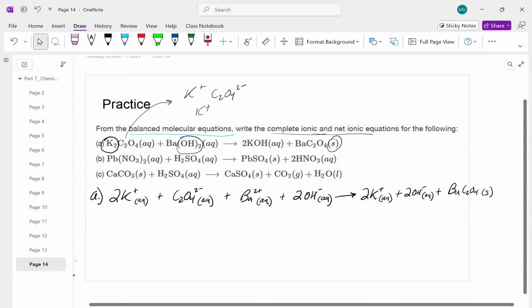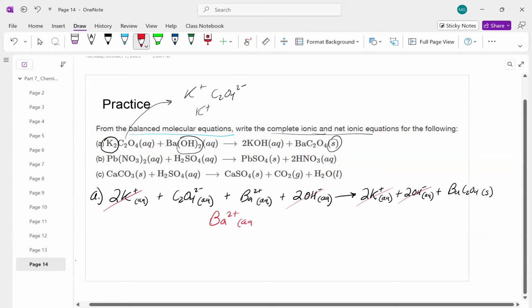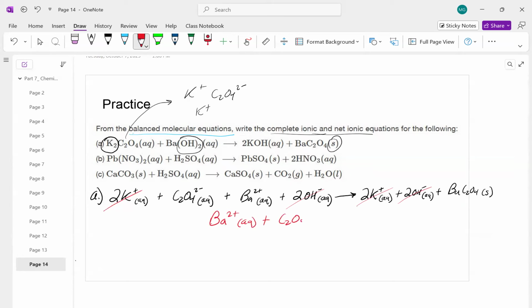To get to my net ionic equation, I'm going to cross out everything I see on the left and the right. So I have two potassiums here, two there. That's a spectator ion. I have two hydroxides here and two there. That's a spectator ion. Whatever is left is going to be part of my net ionic equation. So barium 2 plus plus the oxalate ion, C2O4, makes barium oxalate.